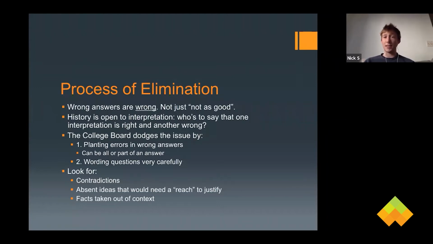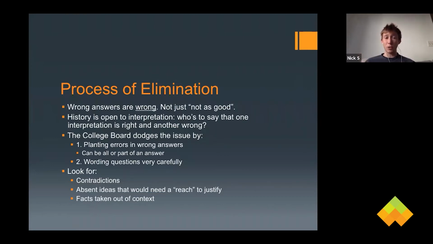The last thing is facts taken out of context. A lot of times these can be really appealing, especially when you're trying to churn fast through a tough test and you might be a little bit shaky on what exactly the question is asking. Always look out for answers like this that are true statements that are not actually responding to the question at hand. So that gets us back to that second item in the College Board dodges issue by section, where they word their questions very carefully. You want to be really conscientious about what exactly they are asking, how they have phrased it, what they are including in the question, and what they are not including in the question.